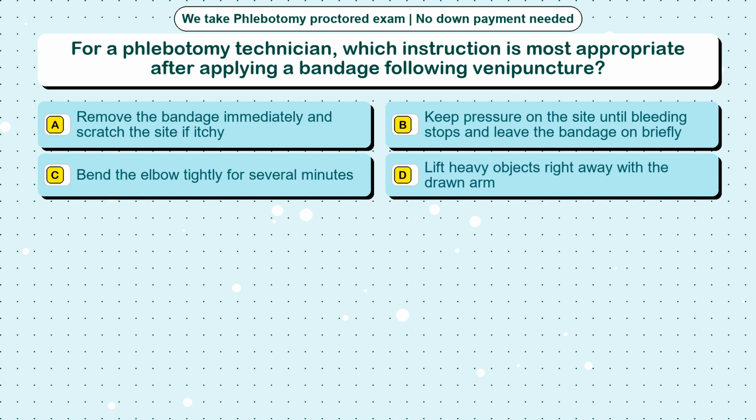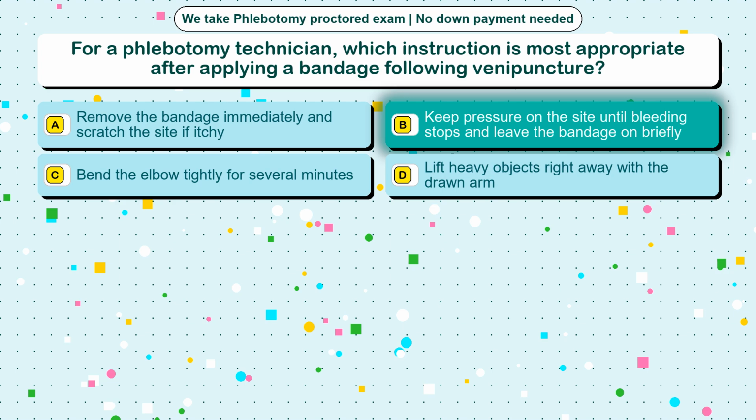Question 29. For a phlebotomy technician, which instruction is most appropriate after applying a bandage following venipuncture? Option A, remove the bandage immediately and scratch the site if itchy. Option B, keep pressure on the site until bleeding stops and leave the bandage on briefly. Option C, bend the elbow tightly for several minutes. Option D, lift heavy objects right away with the drawn arm.